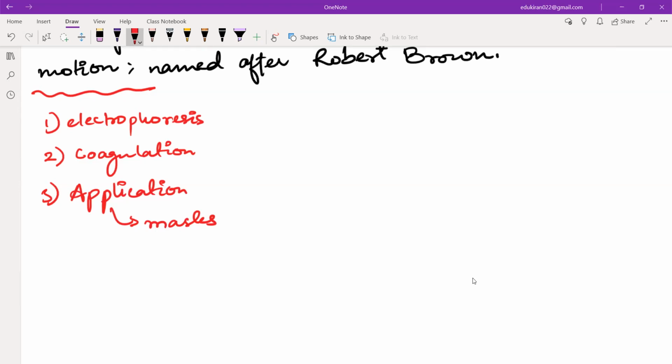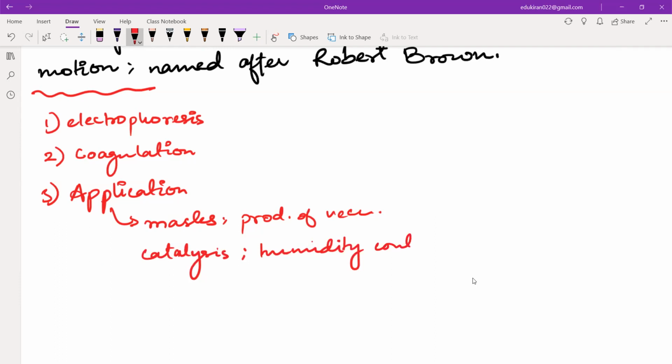Okay, mask. Then there is production of vacuum. Then there is catalysis. Then I think humidity is also controlled by adsorption. Humidity control. Okay. Chromatography will be there. Okay. So these applications, you write them down. I will explain it. I think I have to make some slides for application.